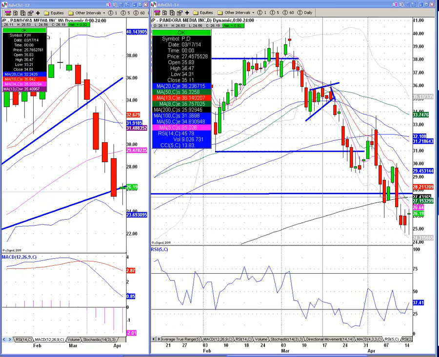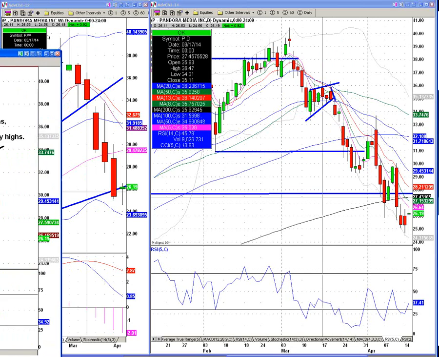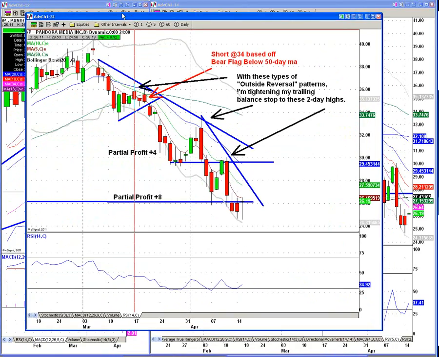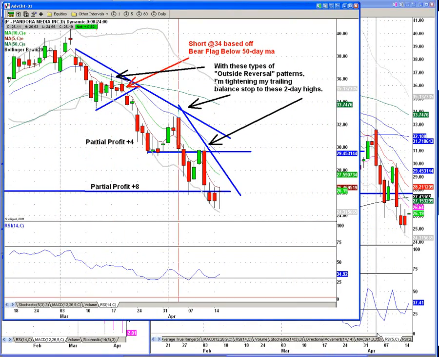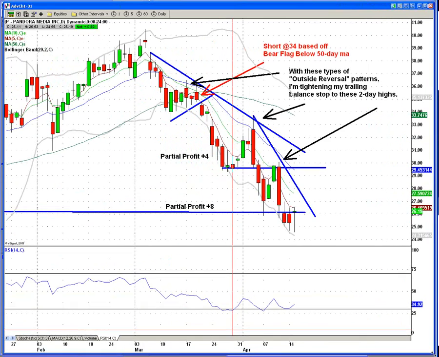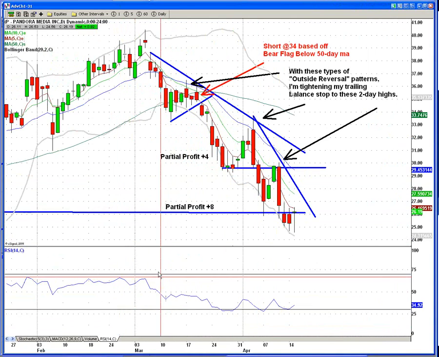So I've been short Pandora for a while, probably the last month or so. And I think it does a great job at explaining how I manage trailing stops. And even though that's not really what the webinar is about, I'll just go into it real quick here because it is a really great example.